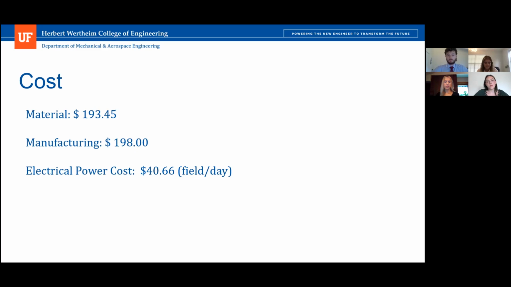And finally, to power all of the 2,200 plus modules that we have in the field, it would cost about $40.66 per day, assuming a 10.5-hour day of operation, and that's taken at a price of 0.14 dollars per kilowatt hour, which is slightly above the average.